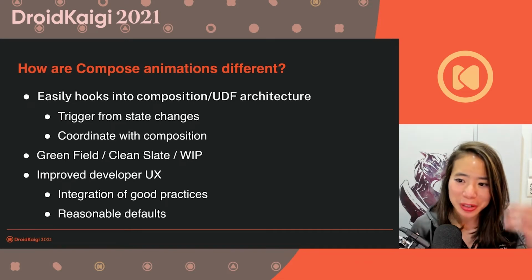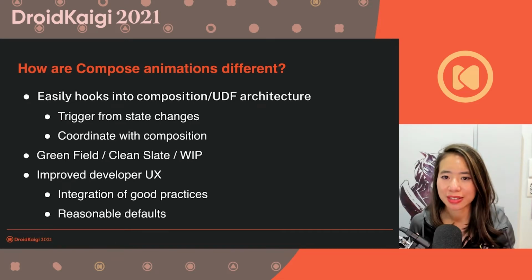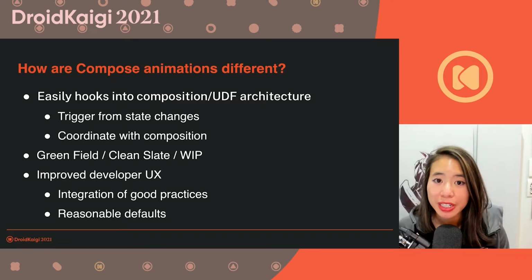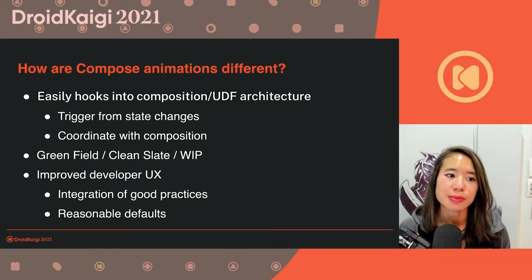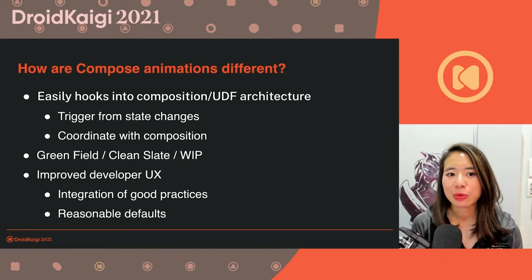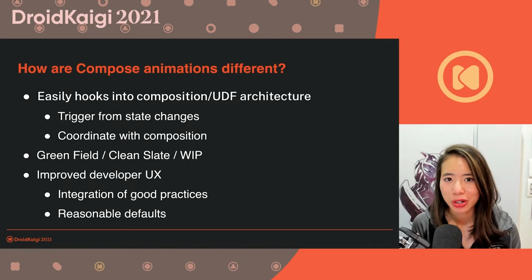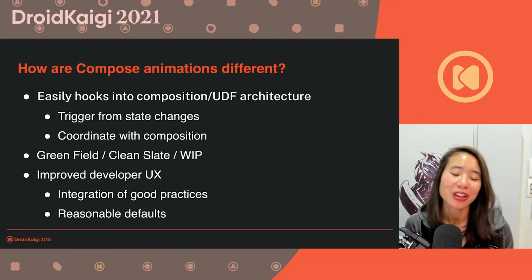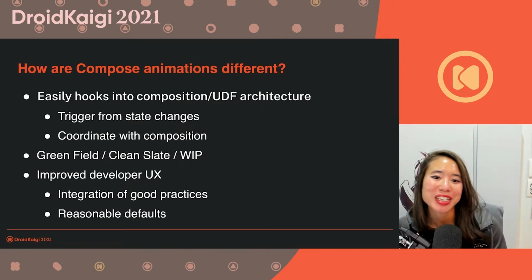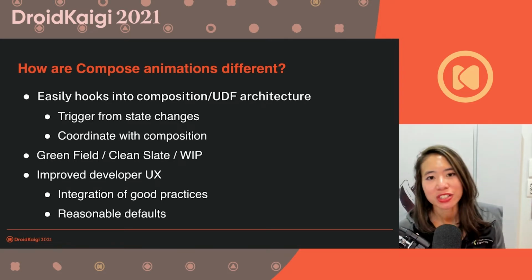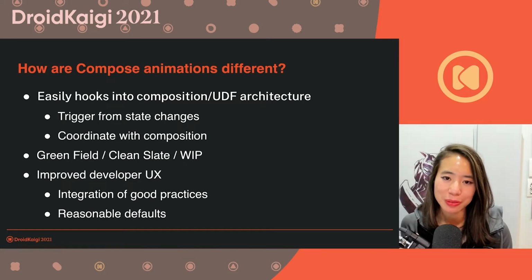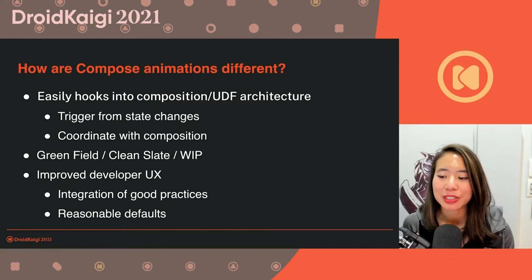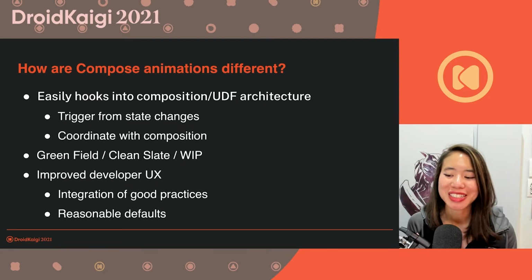But what's really important about Jetpack Compose animation is Jetpack Compose itself. It has a unidirectional data flow architecture where our views are observers of reactive streams of data and state. We want to trigger recomposition, redrawing, and animations, which are also types of redrawing and recomposition, from these state changes, and make sure they coordinate with the other parts of the Jetpack Compose composition.